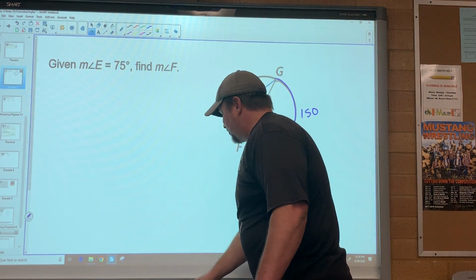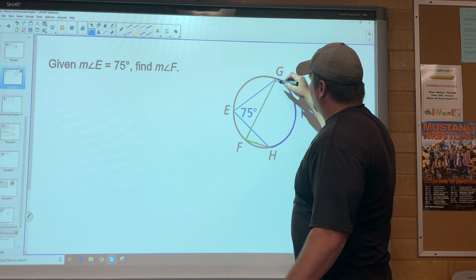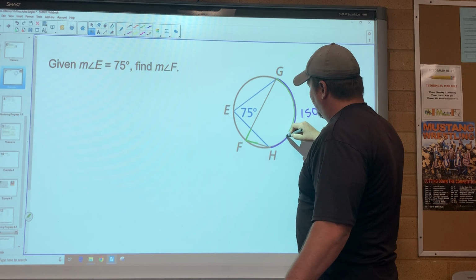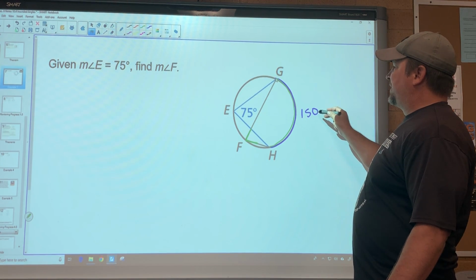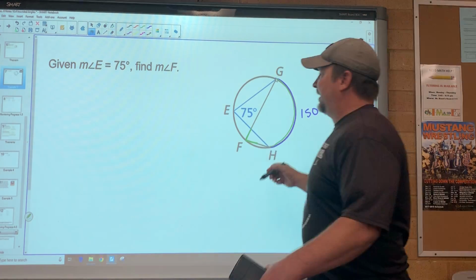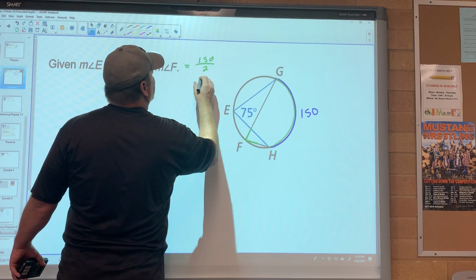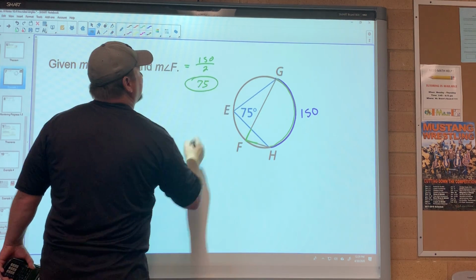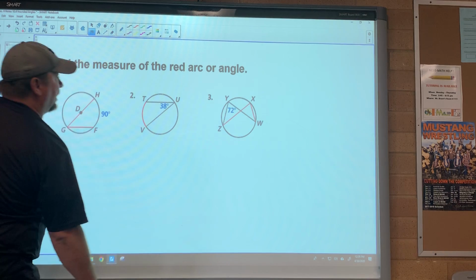Then they want us to find the measure of angle F. Angle F is down here. Take a look. Its arc is up here. It's creating the exact same arc, so that must be 150 as well. So this must be 75. So it'd be 150 divided by 2, 75. They are congruent. And it does help to draw the stuff in so you can see it. Anyway, all right, let's go on.